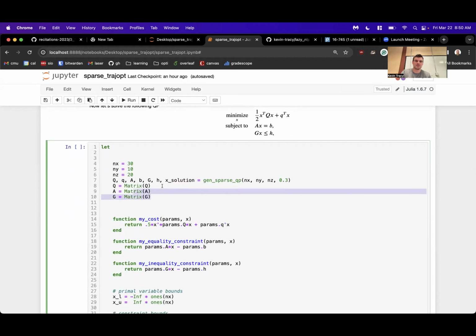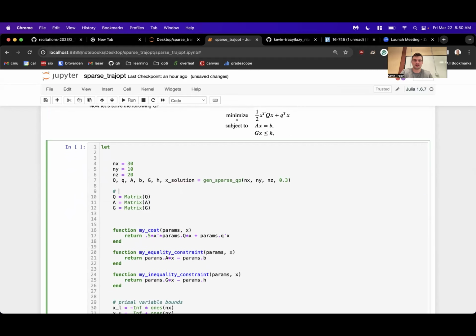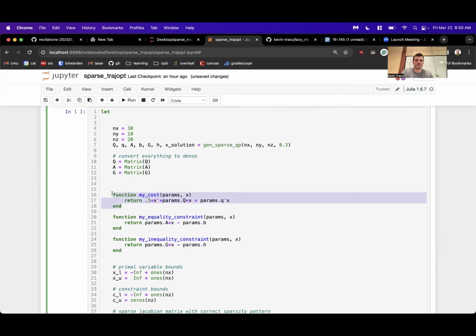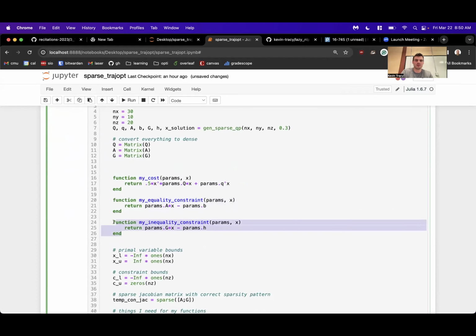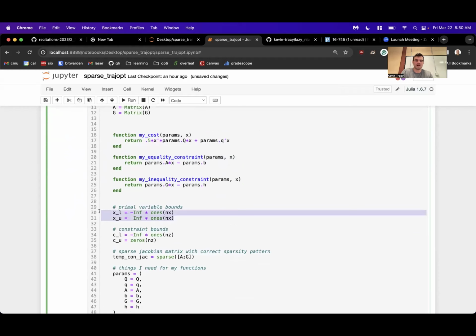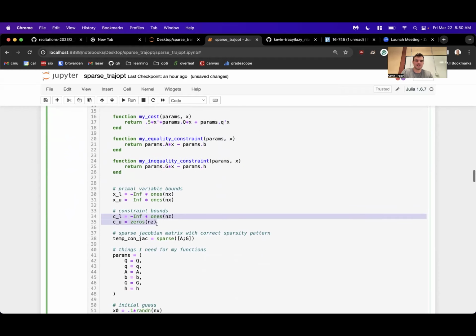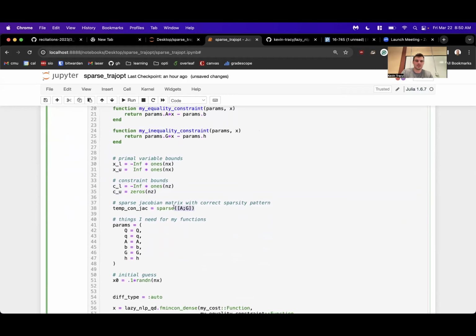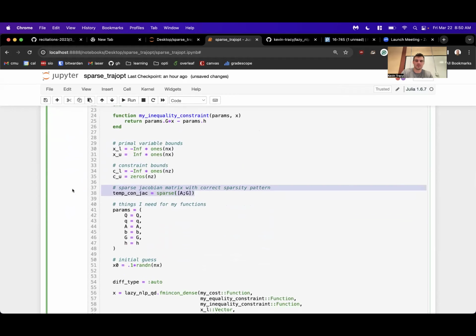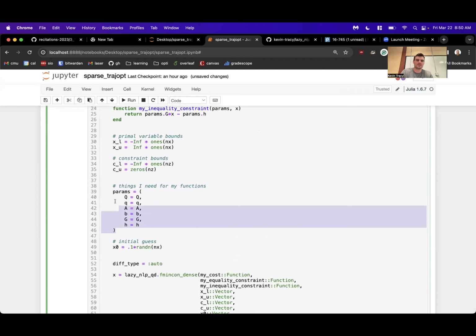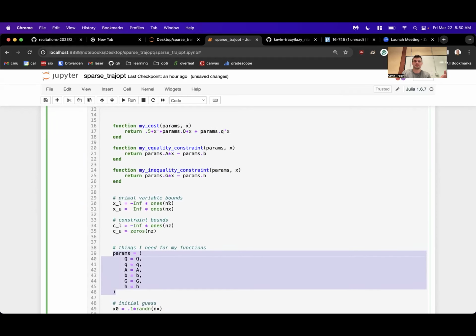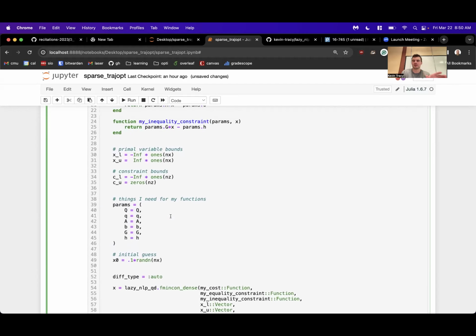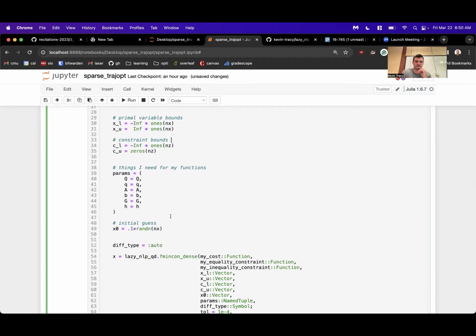So what we do is that, we convert to dense. I specify a cost function, an equality constraint function, and an inequality constraint function. I put primal bounds on it. I put constraint bounds on it. I don't need this. Remove this. And then in this params, I just load it up with all the info that I need to evaluate my three functions. So this should look very similar to what you just did on your homework using fmincon.